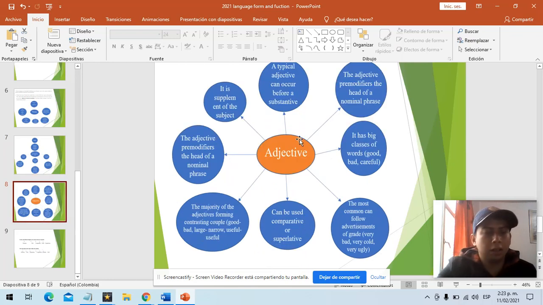And finally, we have adjective. A typical adjective can occur before the noun. The adjective modifies the head of a noun phrase, and the majority of adjectives form concepts. It can be used in the comparative or superlative. For example, my car is red, like your car.